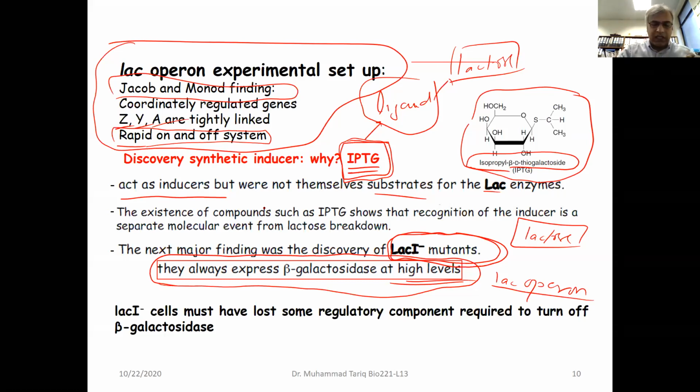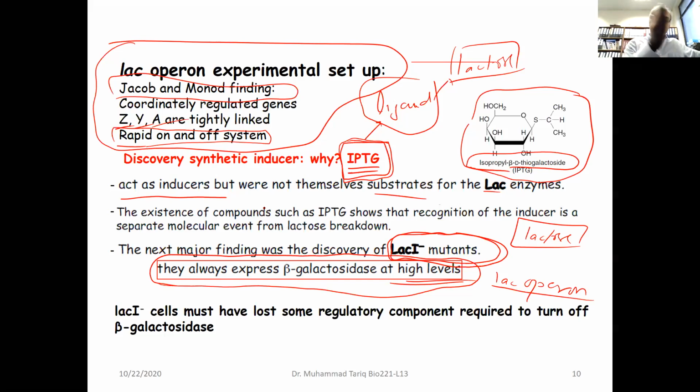Sir, I have a question. Is it possible that even in the presence of lactose, there's some kind of mutation that does not allow lac I to be expressed? Sorry, lac I. Can you repeat your question, please? In this mutation, beta galactosidase is always expressed. Is it possible that even in the presence of lactose, beta galactosidase will never be expressed? Can some mutation result in that as well? Yes. We are going to see them.